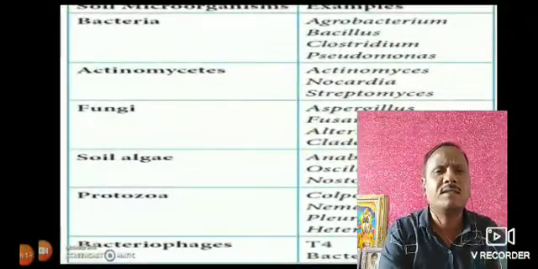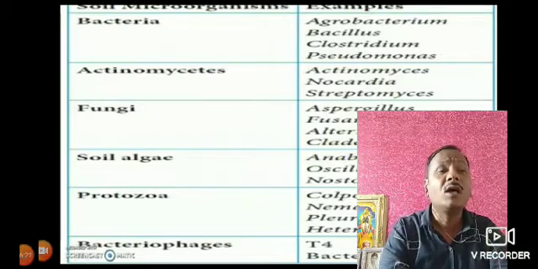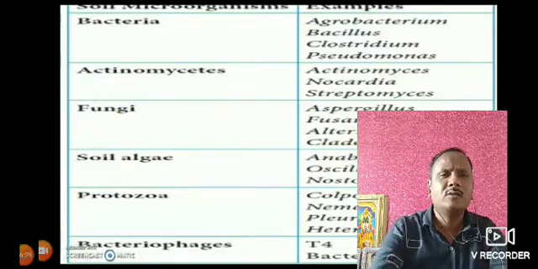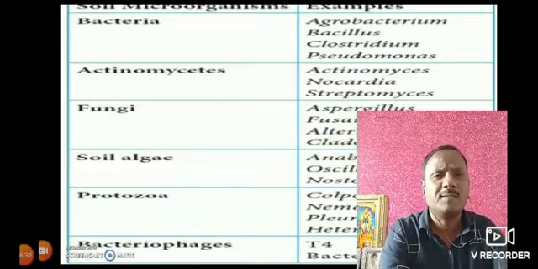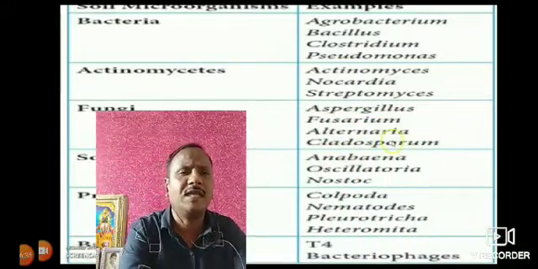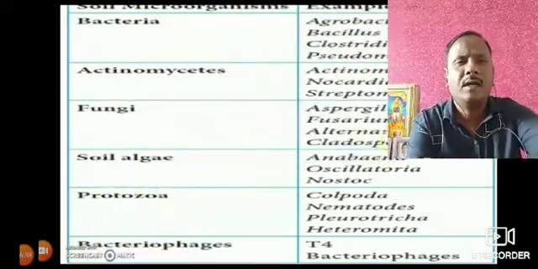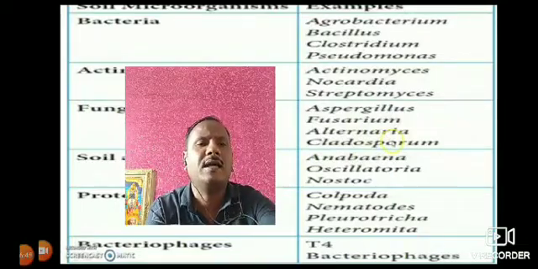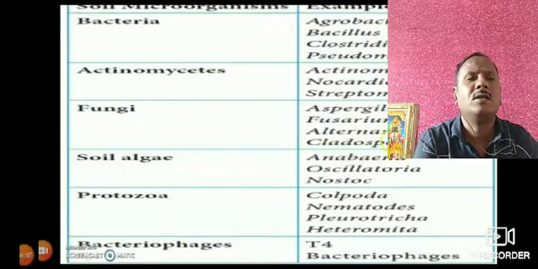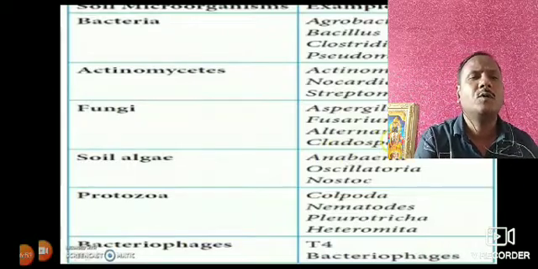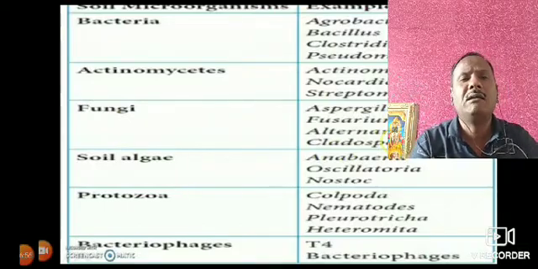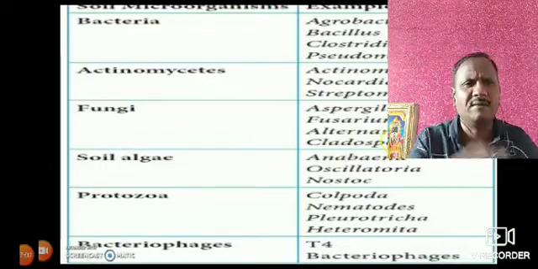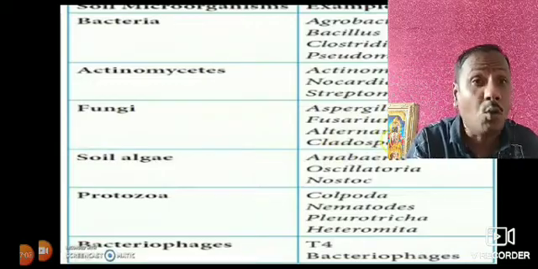These are some examples of soil microorganisms that get mixed into the waters. Bacteria: Agrobacterium, Bacillus, Clostridium, Pseudomonas. Actinomycetes: Nocardia, Streptomyces. Fungi like Aspergillus, Fusarium, Alternaria, Cladosporium. Soil algae: Anabaena, Oscillatoria and Nostoc. Protozoa: Colpoda, Pleurotricha and Heteromita, and nematodes. And bacteriophages, meaning viruses, such as the T4 bacteriophage. These are some examples of soil microorganisms that get mixed into the water.